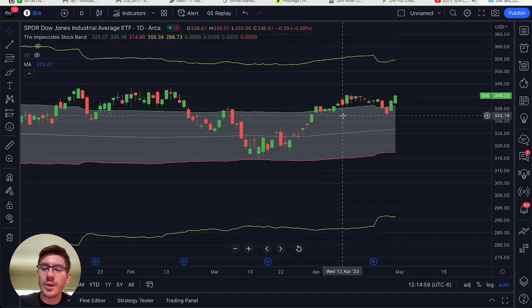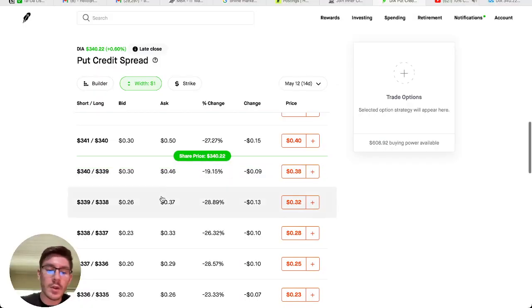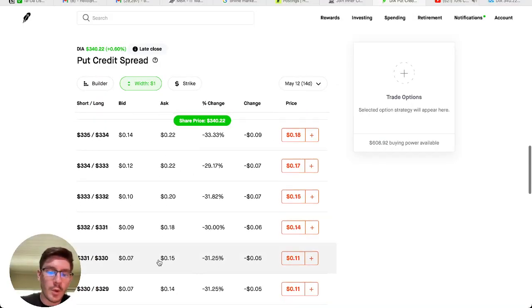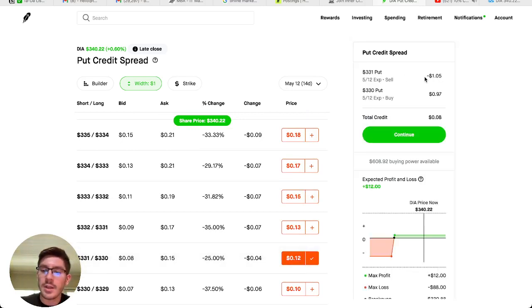So let's go down. Let's say, okay, this is 332. That looks like a solid level. Let's give ourselves some more room. Let's say 331 is our level. So we're going to go down to 331.30. You can see here this is 331.30, so I would go here. Now look, you can see here that the total credit's about 8. That's not something we want to do.